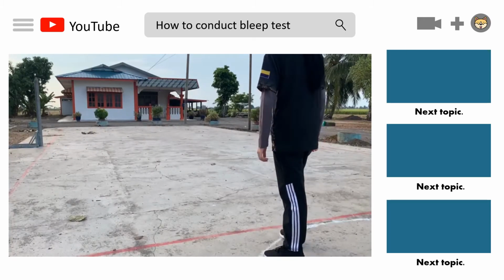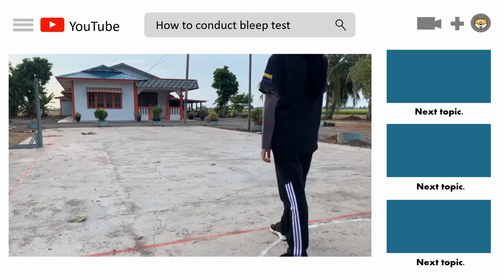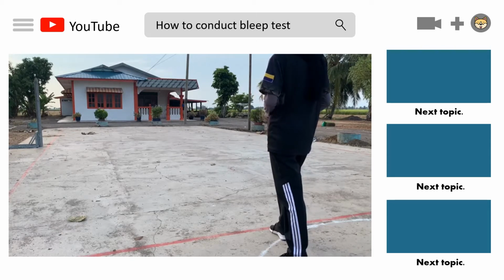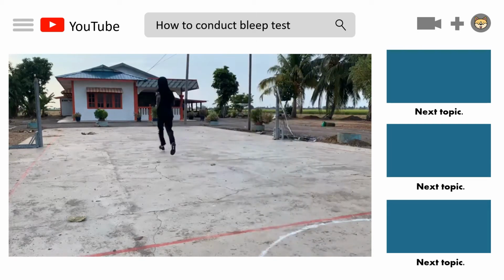The multi-stage fitness test will start in 5 seconds. Ready? Start level 1, 1.